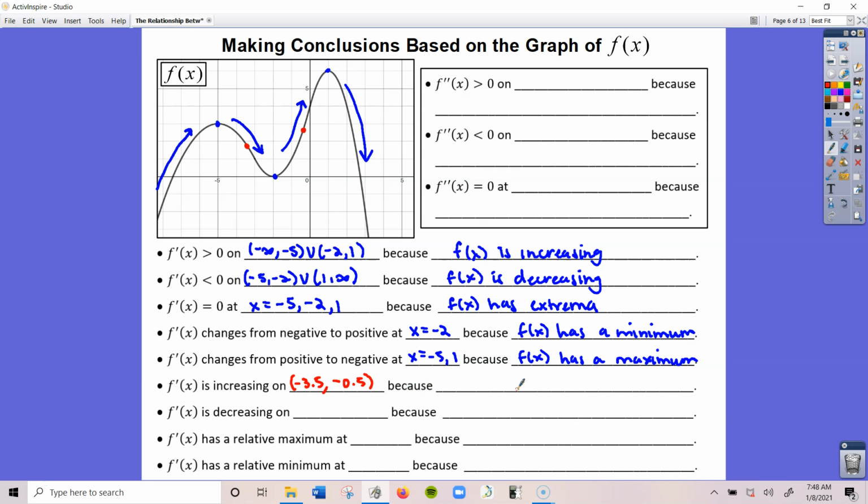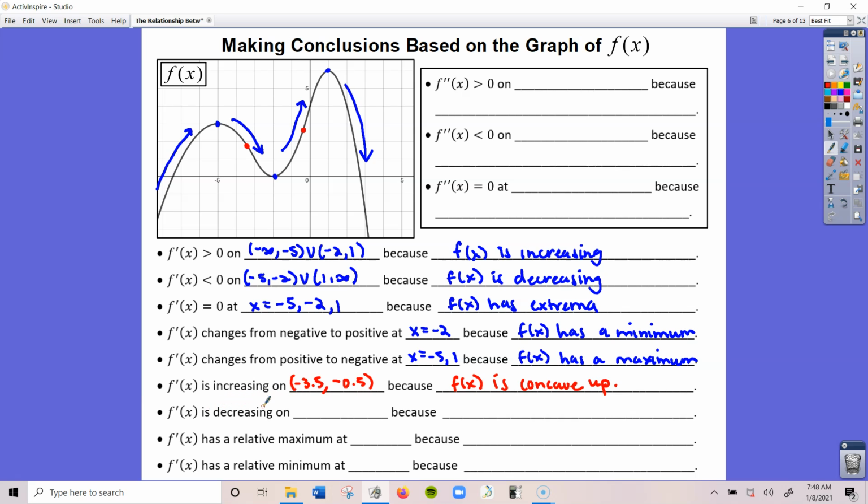Now, when you're writing your reasoning for any of this, if you're given the graph, it has to be in terms of the graph. I know that it's increasing because the second derivative is greater than 0, but that's not the graph that's given. The graph that's given is f of x. So we would say because f of x is concave up.